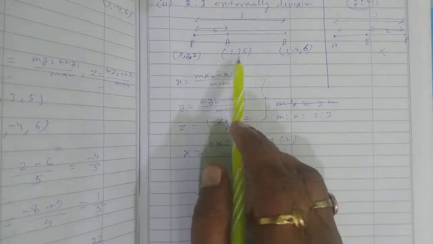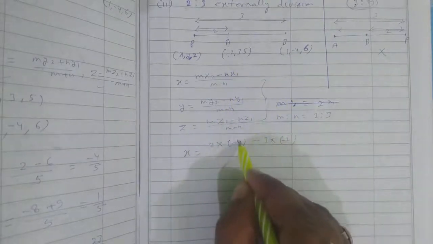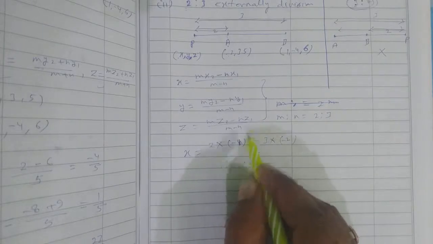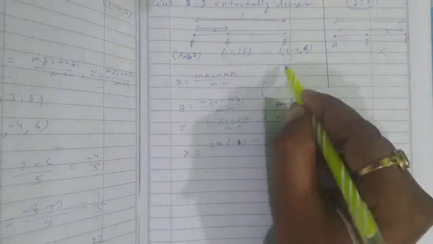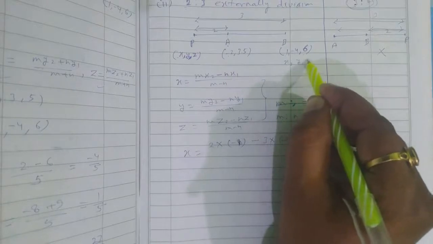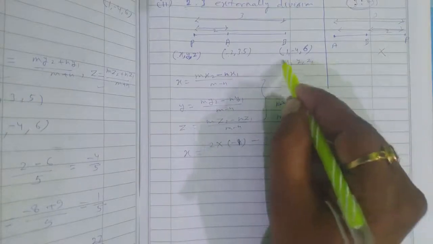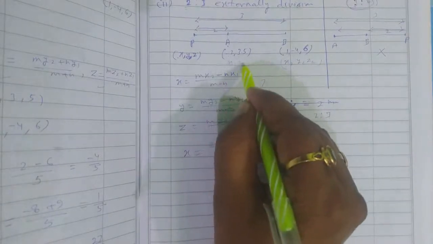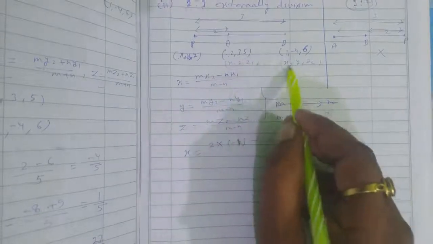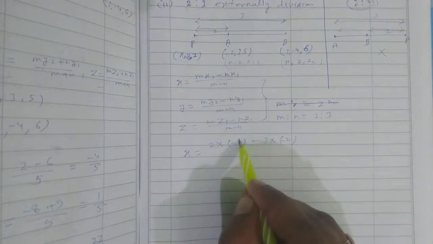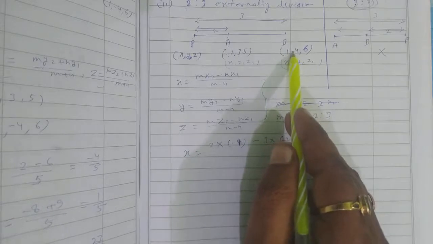This is the value of x here. Sorry, here the first value is x2. This is x2, y2 and z2, and this is x1, y1 and z1. The x2 means 1 here, so here the value is 1, not 4. So minus 4 here is the y2.